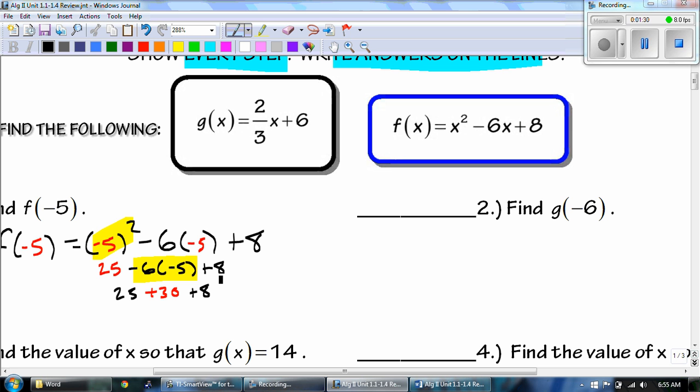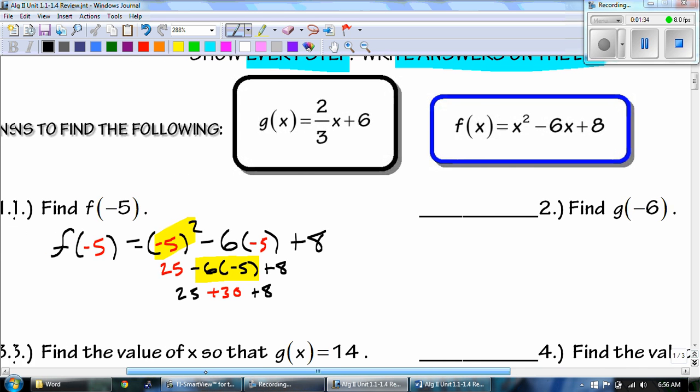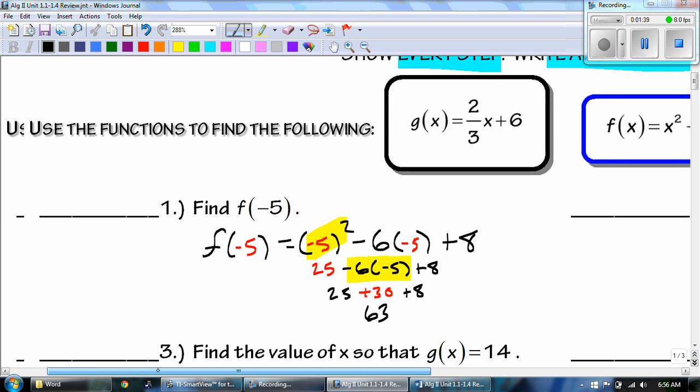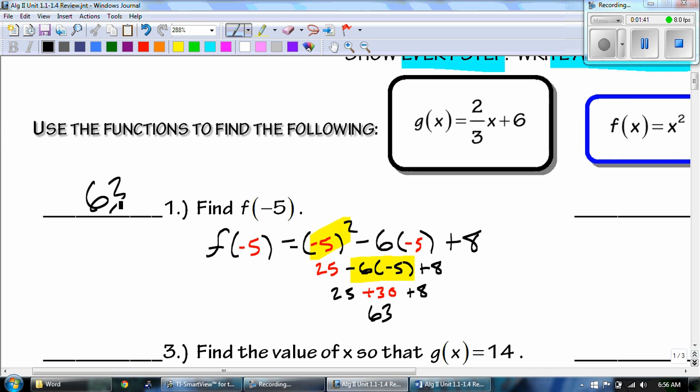Okay, and from here you can just add everything up. 25 plus 30 is 55, and 55 plus 8 is 63. So we get our final answer of 63. Now, if it asks you to write it in function notation, we would say f of -5 equals 63.